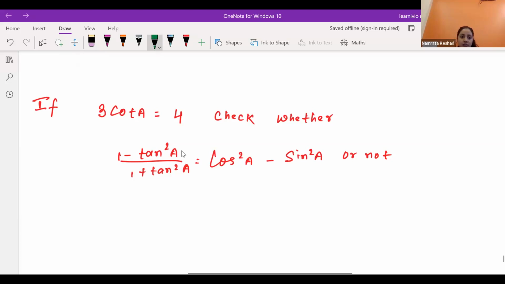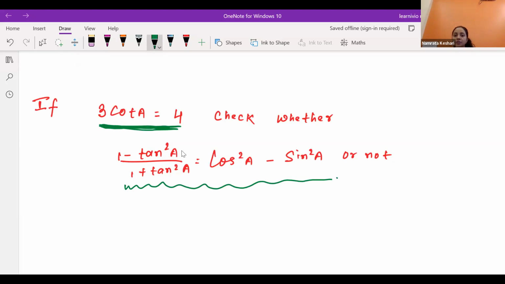Over here, see this data we are having in hand. This is what we have to check. So 3 cot A is equals to 4. If 3 cot A is equals to 4, then check this one.